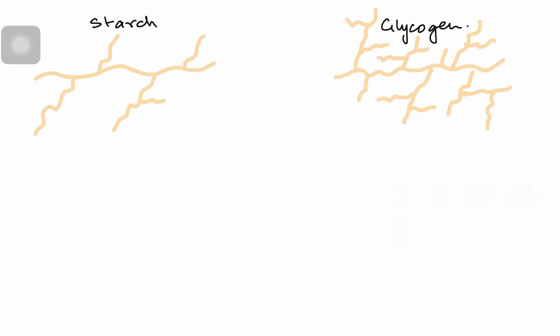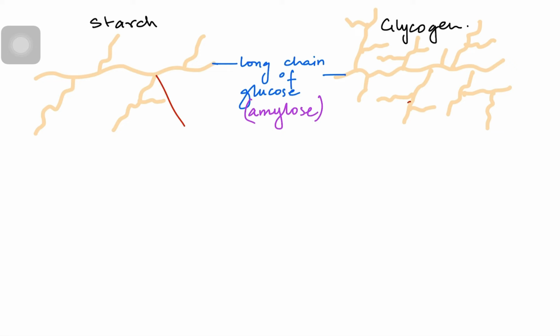Now we are at it, we should talk about starch and glycogen a little more. These long chains you see are actually thousands of glucoses combined together. These chains are known as amylose. Amylose means unbranched chain of many glucoses joined by glycosidic bonds.